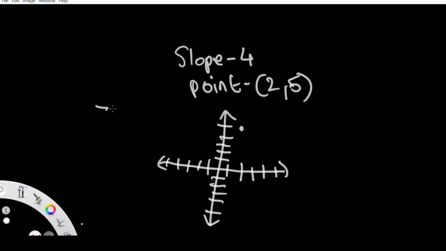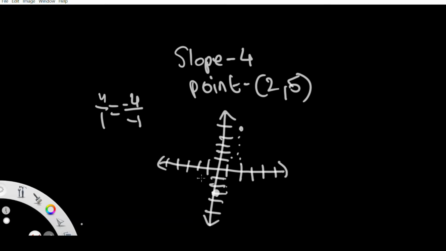4 over 1 is the same as negative 4 over negative 1. So that basically means we can go back 1, and then down 4 again. And this is where our y-intercept would be. So that would be 0, negative 1, 2, 3. So the y-intercept would be 0, negative 3.